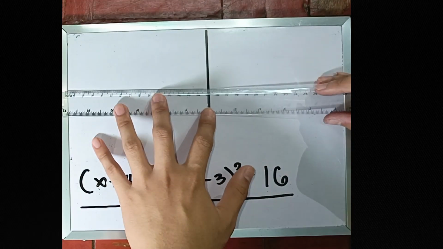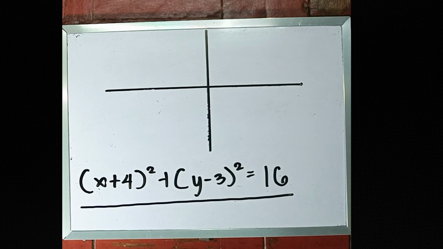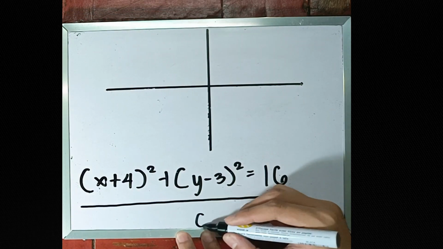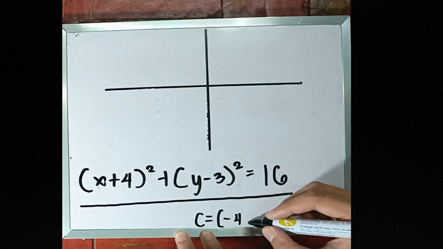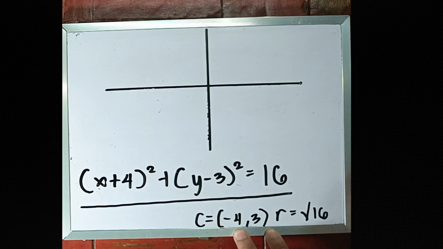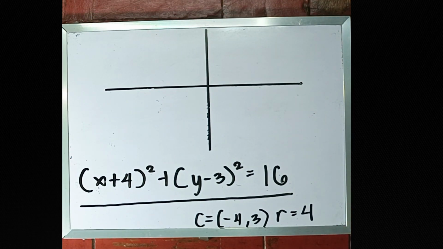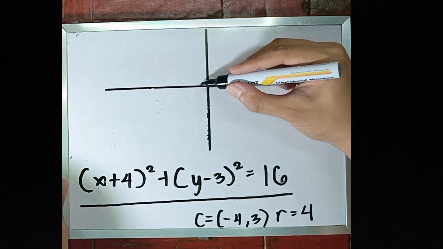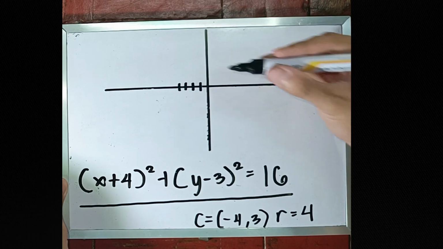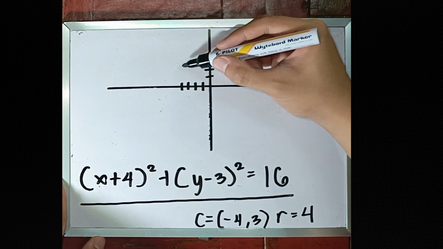Let's now plot this equation into the Cartesian plane. As you can see, in our equation, we have a center and a radius. So our center will be -4 and positive 3 with a radius of the square root of 16, which is 4. Now, let us plot this. First is the x. In our x, we have a -4, so we will go 4 spaces to the left side. And in y, we have positive 3, so we will go 3 spaces upwards. There. Here we will have the center.